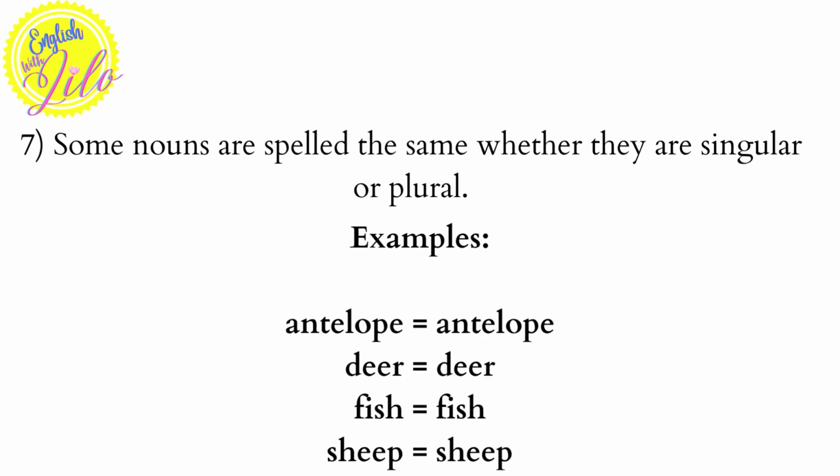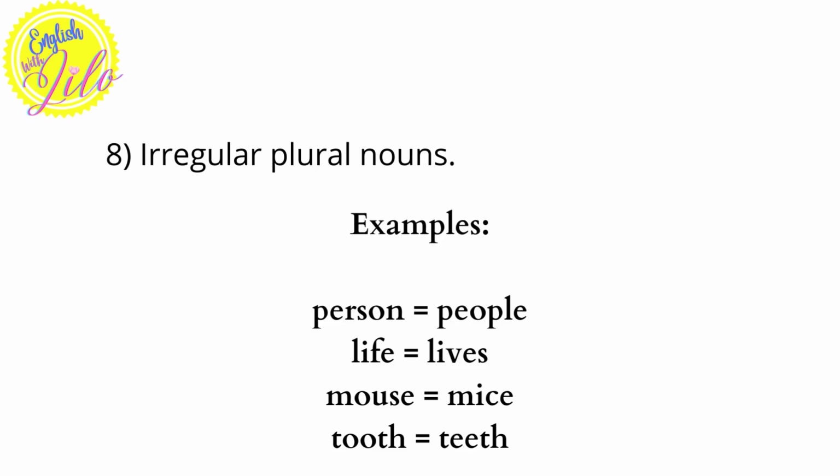Some nouns are spelled the same, whether they are singular or plural. Examples: antelope, antelope, deer, deer, fish, fish, sheep, sheep. Irregular plural nouns: person, people, life, lives, mouse, mice, tooth, teeth.